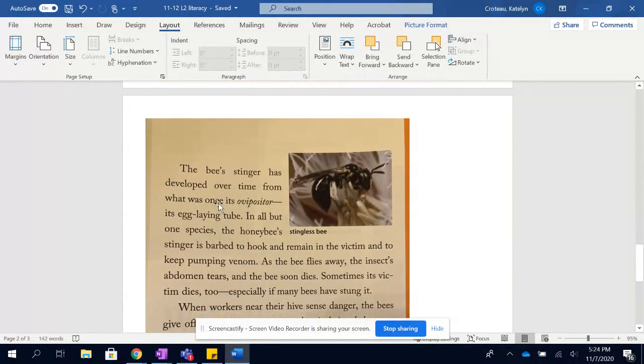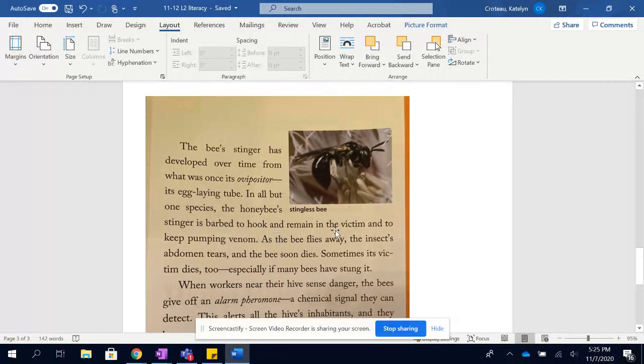The bee stinger developed over time from what was once its ovipositor, its egg-laying tube. In all but one species, the honeybee stinger is barbed to hook and remain in the victim and to keep pumping venom.